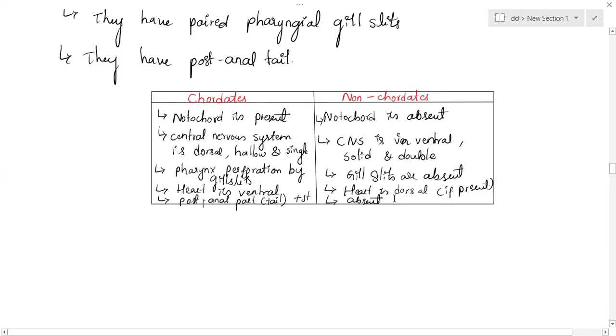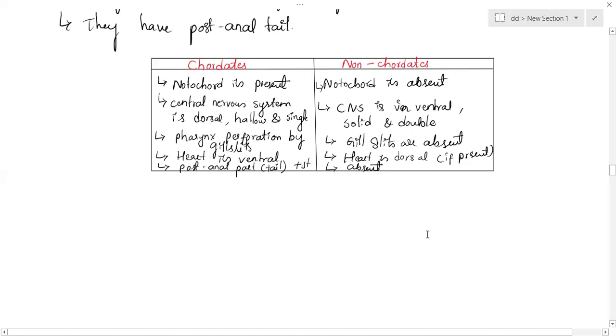Okay, so you cannot leave a single bit of information here. You have to study in detail. For that purpose, I have discussed all these 5 characters. Before moving to further characters, let me draw so you will understand where the notochord is present and where the nerve cord is present. We also discussed the post-anal part, where it will be present, and the gill slits.